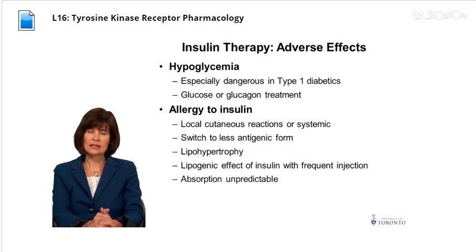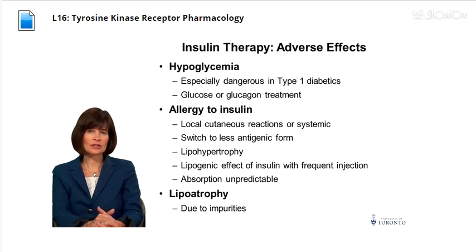Other issues that arise are allergic reactions to insulin. And these were more common in the past when insulin was prepared from pig pancreas, which is very similar to human insulin. However, there are a few amino acids that are different, and in some patients, this resulted in immune responses. Now, human recombinant insulin is used, and these reactions are seen far less.